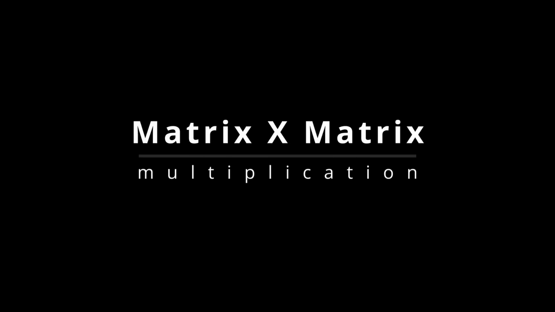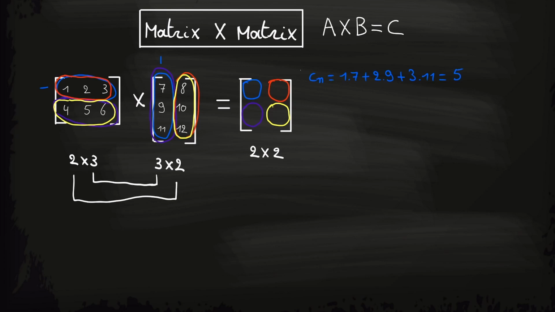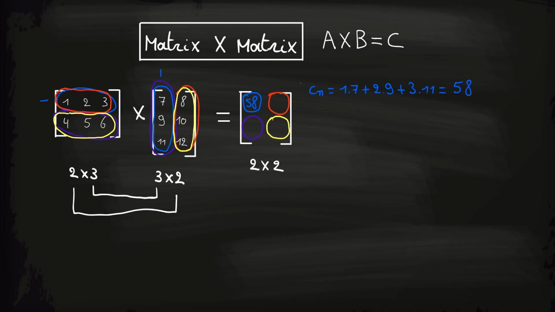Moving on to matrix multiplication, this operation is more intricate. When two matrices are multiplied, the element in the resulting matrix is found by taking the dot product of the corresponding row of the first matrix and column of the second matrix. Let's try this together. We first take the dot product of the first row of the first matrix with the first column of the second matrix. This will result in this expression, and if you calculate it, it will give 58. Next you do the same with the second row of the first matrix and the first column of the second matrix.